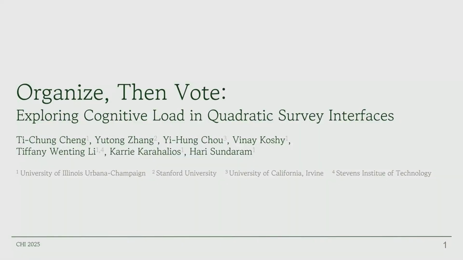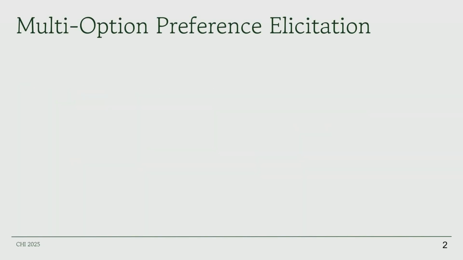I'm Ti-Chung from University of Illinois Urbana-Champaign, and I'll be presenting our paper, Organize Then Vote, Exploring Cognitive Load and Quadratic Survey Interfaces. Multi-option preference elicitation, although it sounds technical, is actually quite common.